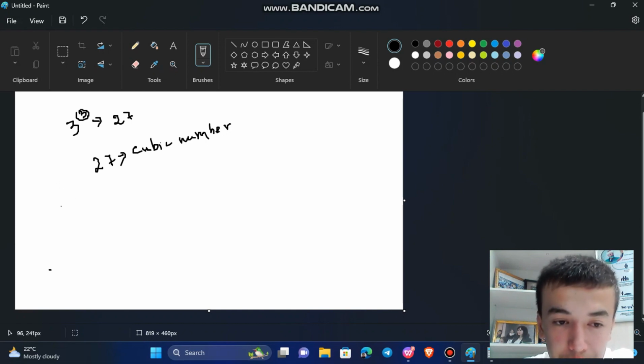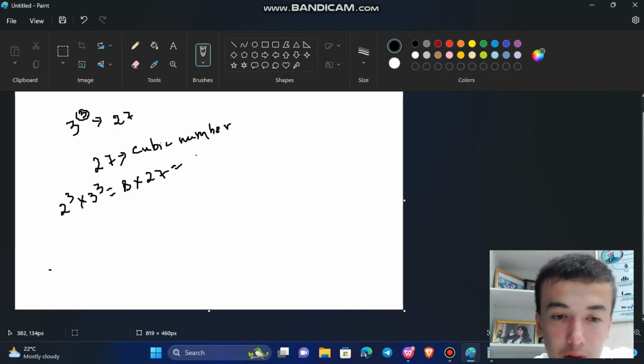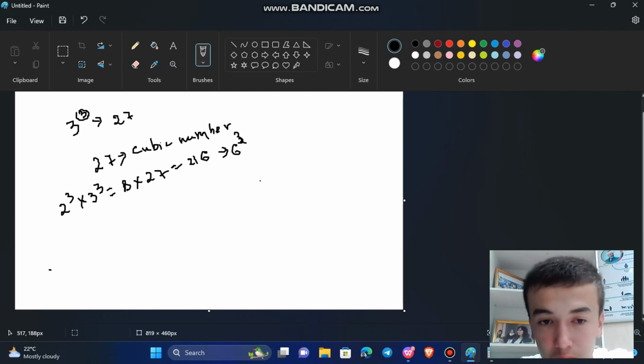For example, 2 power of 3 multiplied by 3 power of 3. 2 power of 3 is equal to 8, and 3 power of 3 is equal to 27. It's equal to 216. It is also 6 cubed, 6 power of 3. So we can easily find that 216 is a cubic number.